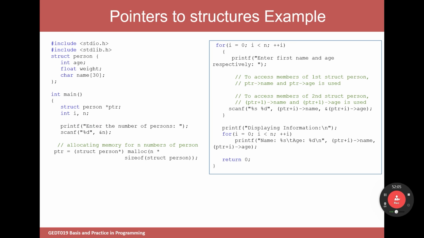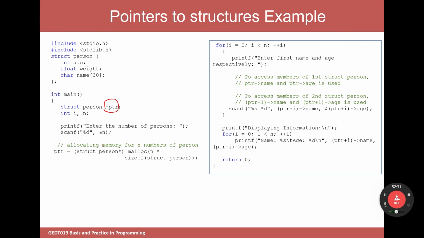Here's an example. I think by example it will be clearer for you. I have a person here. This person has age, weight, and name. So this is a structure. And then I declare a structure pointer. This is ptr, a pointer to a person. Okay, that's good. And then after that, I have i and n.